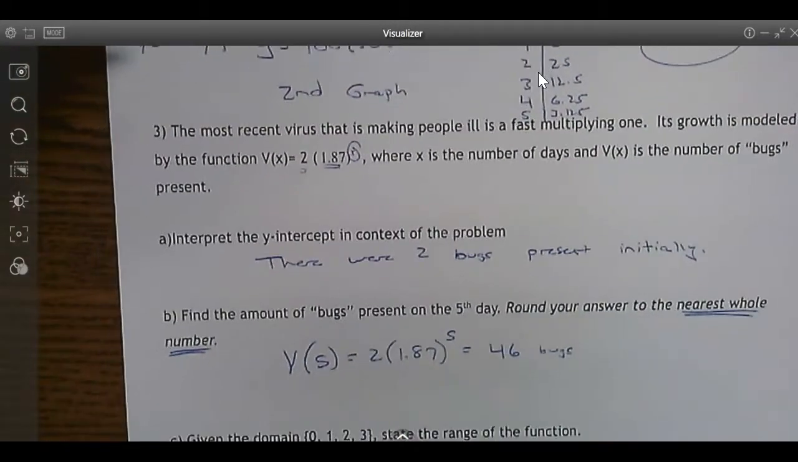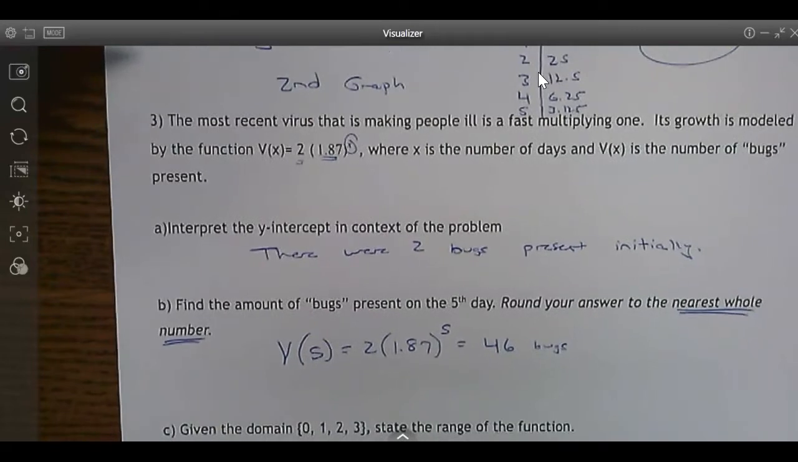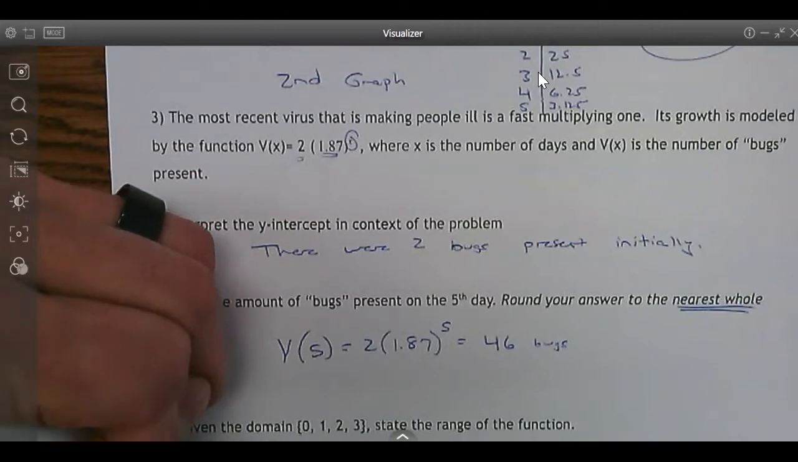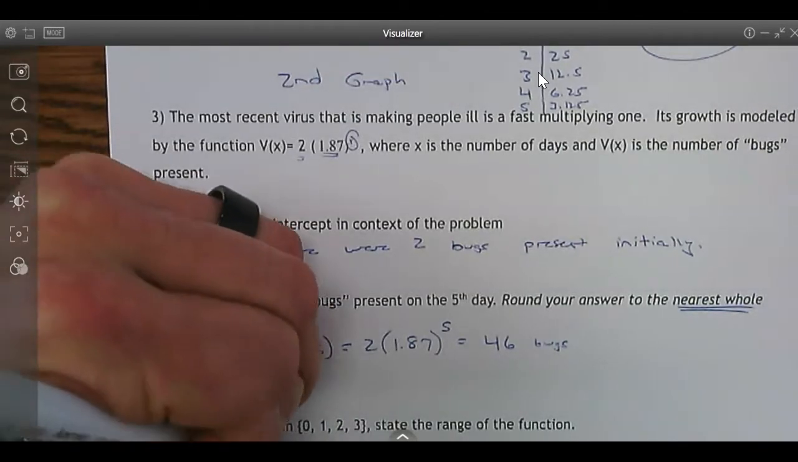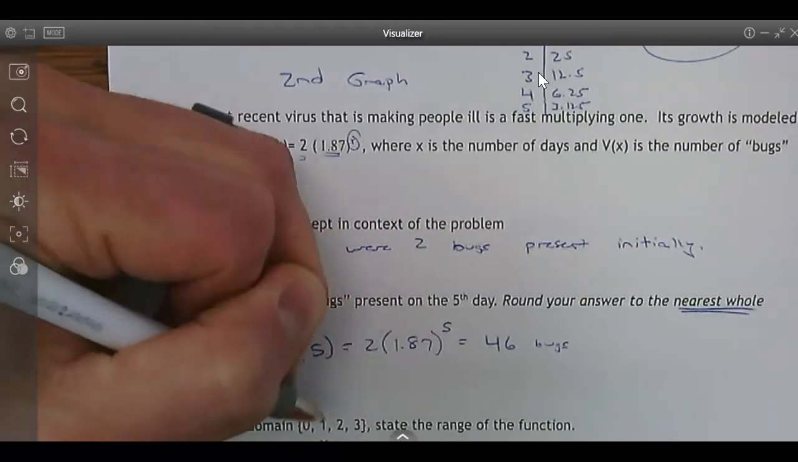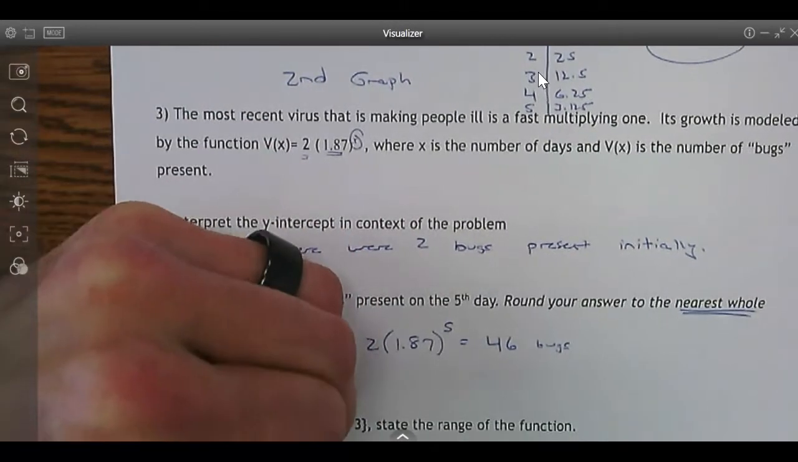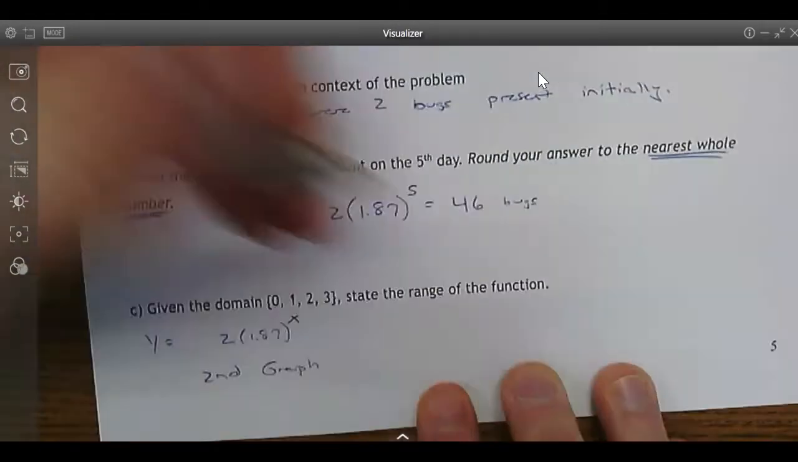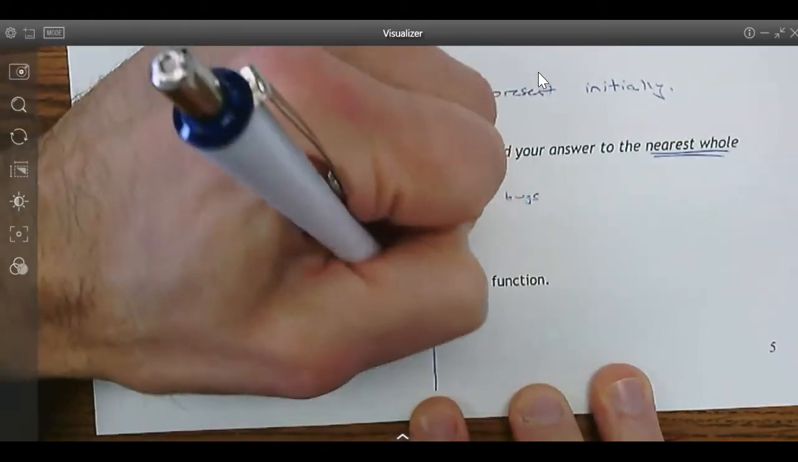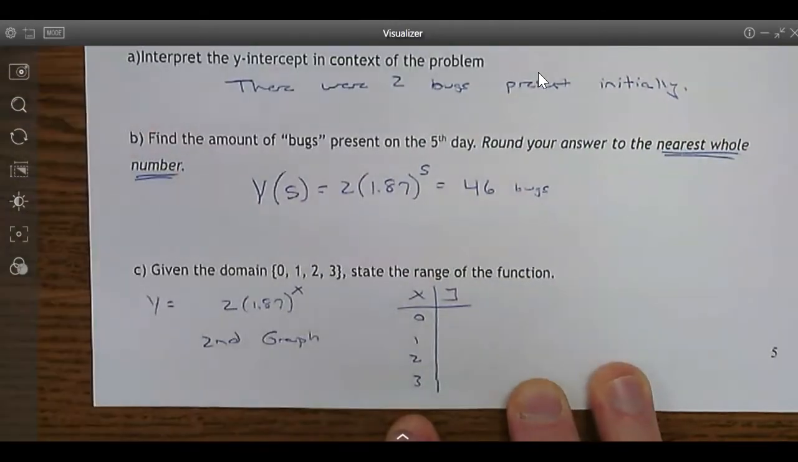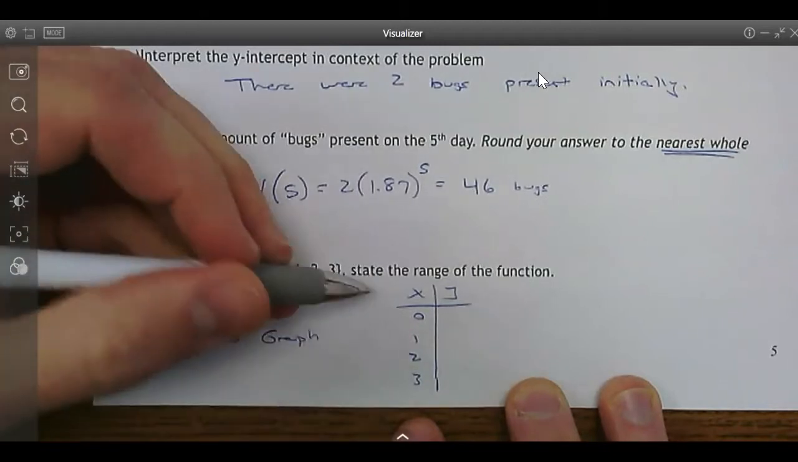Given the domain, state the range of the function. So the easiest way to do this is I go to my calculator, y equals, and I type in 2 times 1.87 to the caret x, and then I hit second graph, and I look at the table. And on the table, I should see 0, 1, 2, 3. I might need to hit the up and down arrow so that I can see those values.